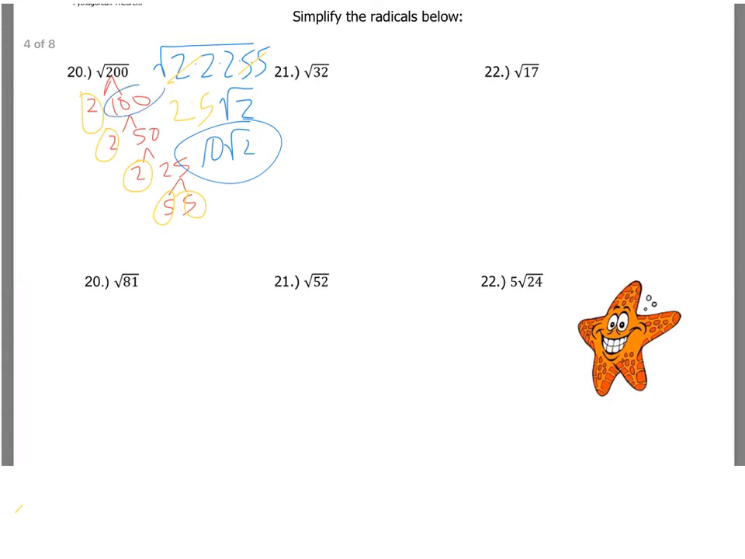You could have seen that 100 right here is a perfect square, so automatically you have square root of 100 and square root 2, so 10 square root 2.